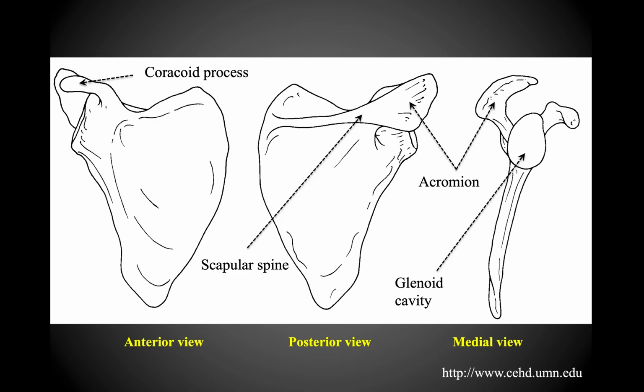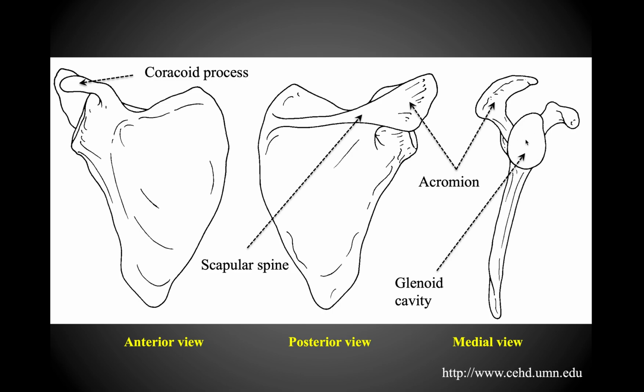This video is going to cover the details of imaging the shoulder. So first we have a series of drawings showing the anterior, posterior, and medial views of the scapula. So you can appreciate the coracoid process, the spine of the scapula, as well as the acromion. And then in this medial view, you can see the glenoid cavity.